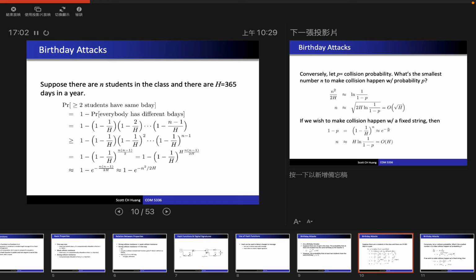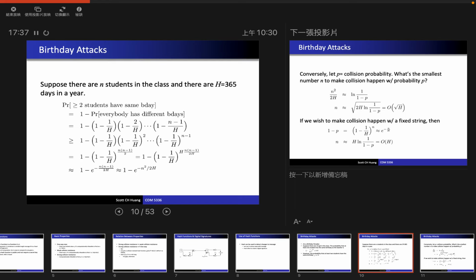Let's take a look at what this probability is. Everybody has different birthdays, and there are n students in the class. To make this happen, maybe we can take each student's birthday as a random variable, and then I just randomly choose one. Let's pick the first student. The goal is not to overlap with any other students' birthdays. So for the first student I pick, I have no restrictions at all. So 1 is the probability.